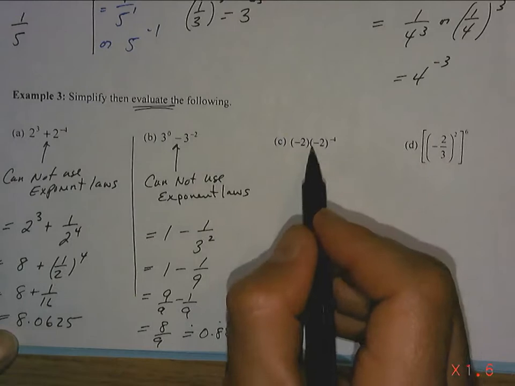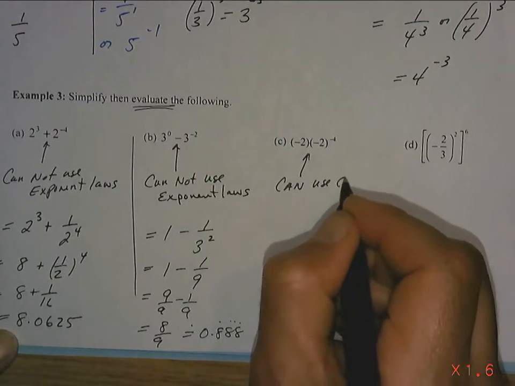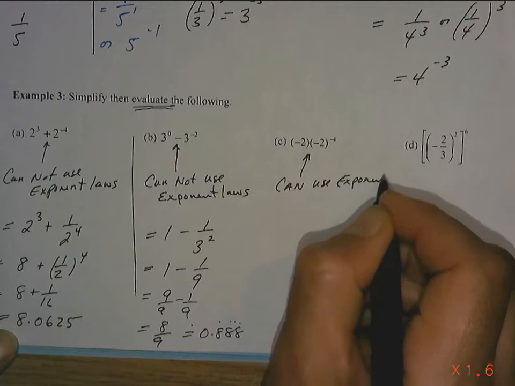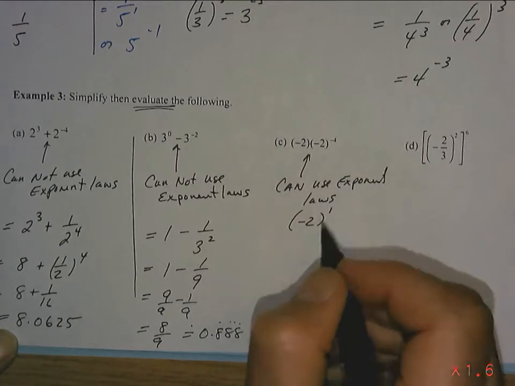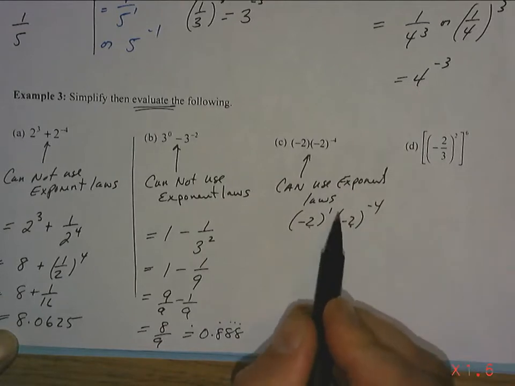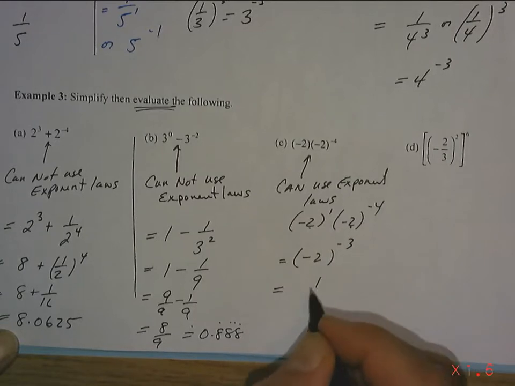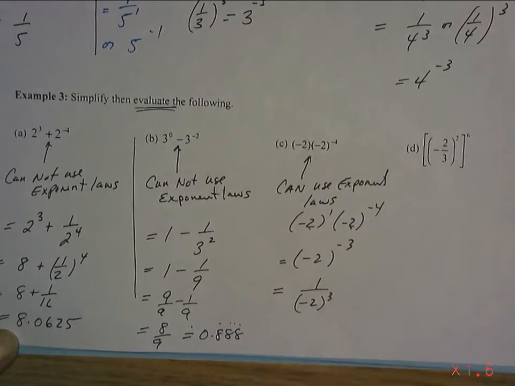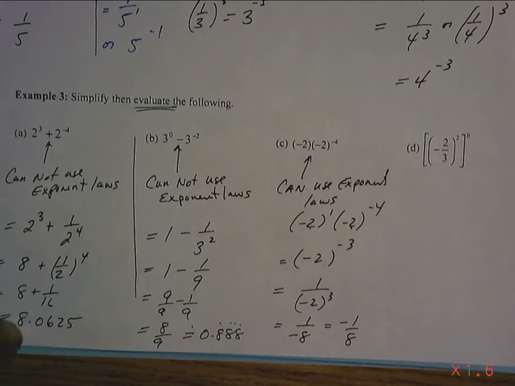We can use the exponent laws, because that's multiplication. So it's negative 2 to the 1, that's what that is, times negative 2 to the negative 4. The bases are the same, so we add the exponents, which is negative 3. That's 1 over negative 2 times negative 2 times negative 2, which is negative 1 over 8. And again, you can do a decimal if you want, but I'd prefer not.